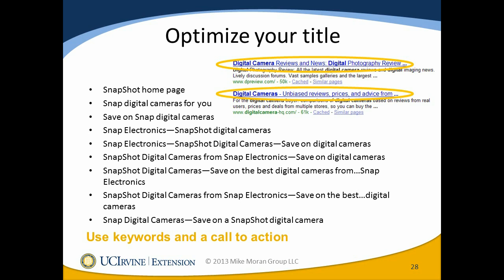Now, that's the first way that you want to optimize, for the search engine, but you also want to optimize for the searcher. Make sure there's some kind of call to action in there, or something that helps people understand this is the right place for them to go. Because the title isn't just for getting search rankings, the title is also for getting people to click through. So here's a bunch of titles that Snapshot digital cameras used. Now, the first one was Snapshot homepage. Not so good, right? It might have the name of the company, but it doesn't have the word digital cameras in it. The next one was Snap digital cameras for you. Oh, that's a little better.